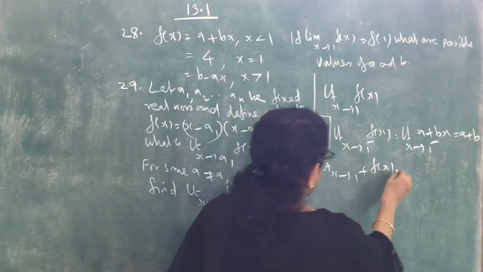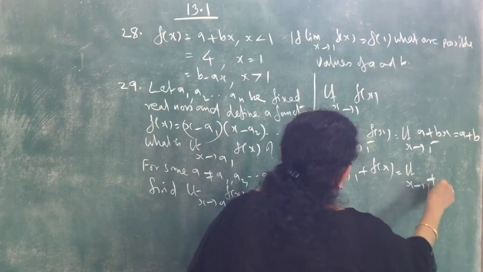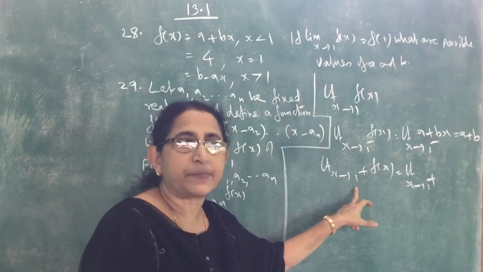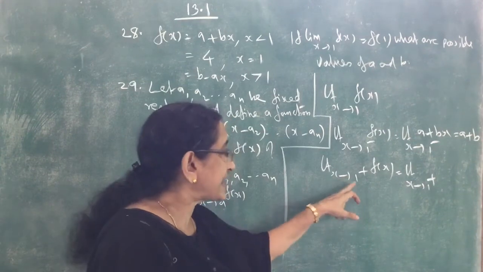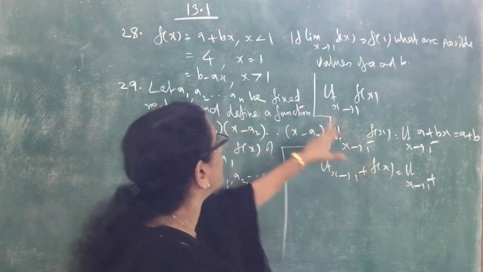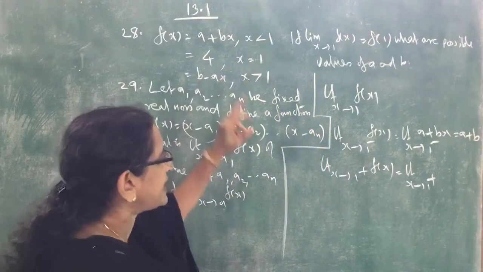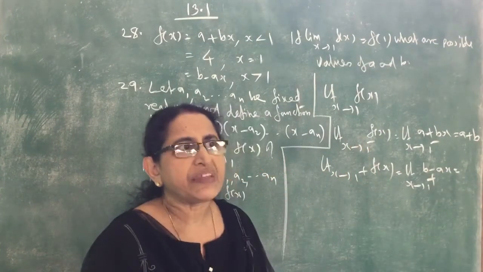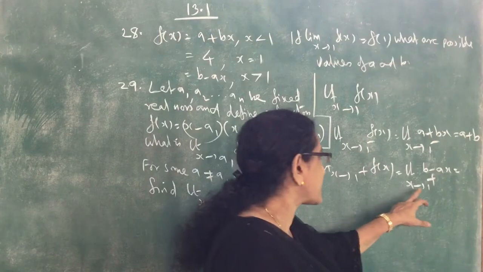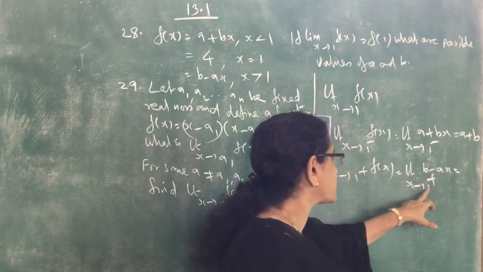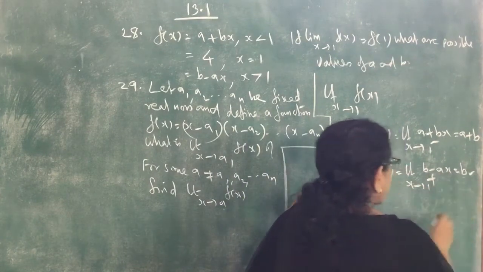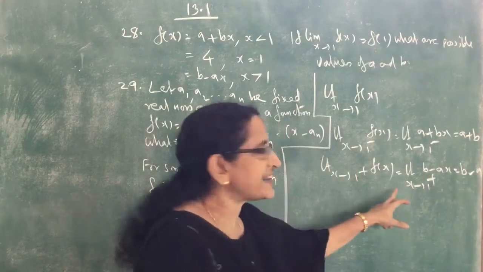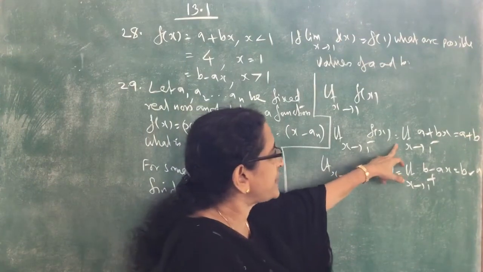Now we can find the right limit: the limit as x tends to 1 plus of f(x). What is f(x) when x is greater than 1? x tends to 1 plus means right limit, so x > 1. When x > 1, f(x) is b - ax. Now we can evaluate the limit by substituting x equal to 1. So b - a into 1, that is b - a. So we got right limit b - a, left limit a + b.